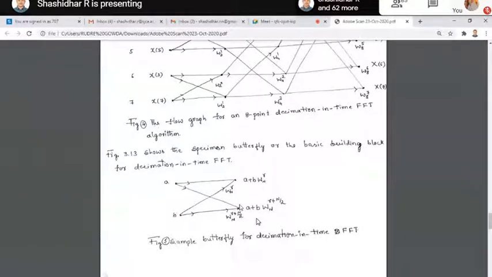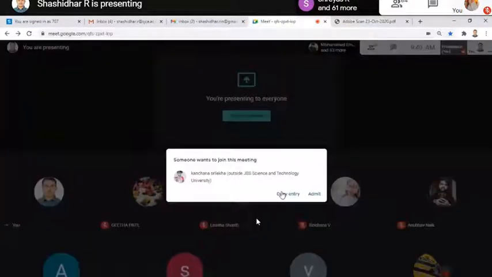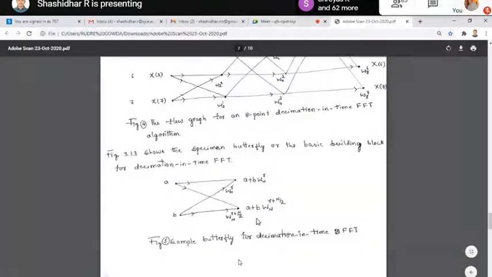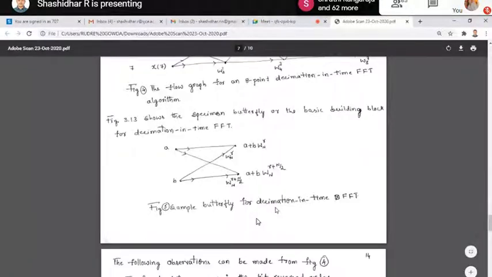Okay, and then the A value comes here, A plus B, W base N to the power of R plus N by 2. See here, these values are W_N^R, and these values are W_N to the power of R plus N by 2. Okay. So A plus B W_N^R. This is the simple butterfly for decimation in time FFT.